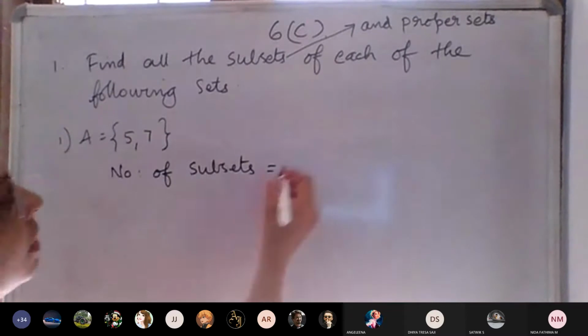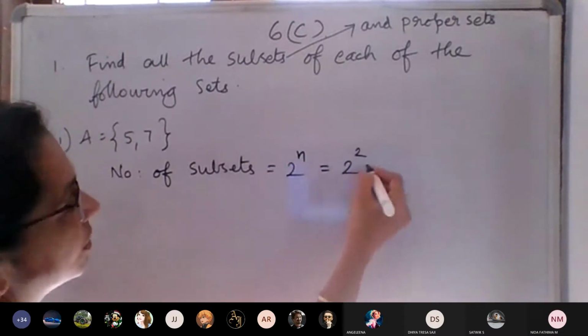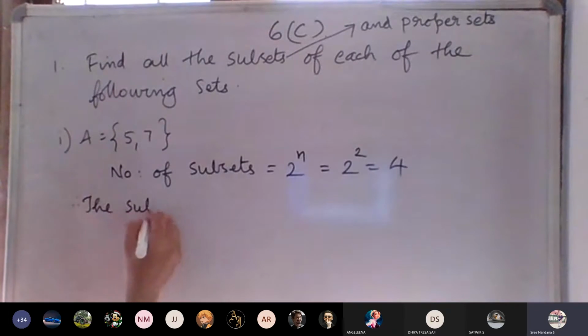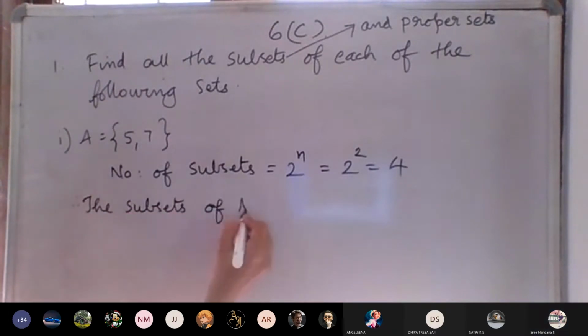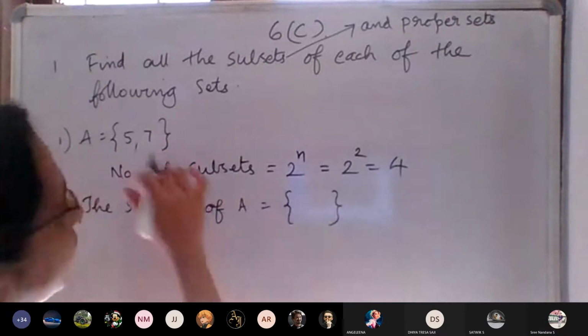Number of subsets formula is 2 raised to n. 2 raised to 2 is equal to 4. So we have to find out the subsets. Therefore, the subsets of A, what can we write?